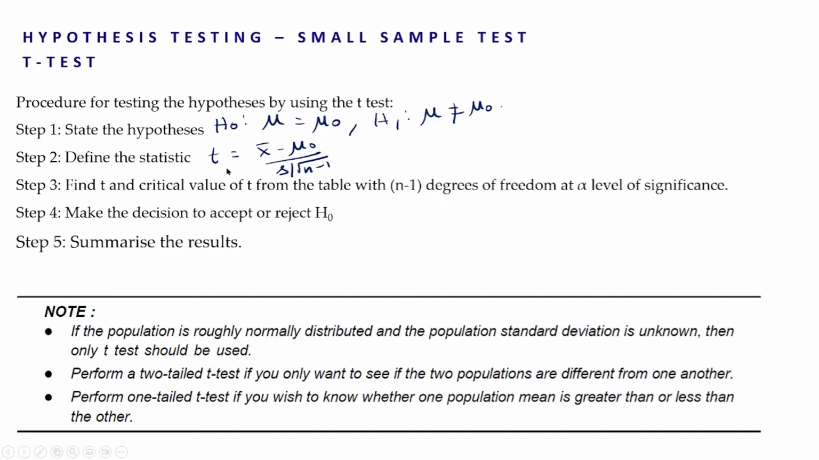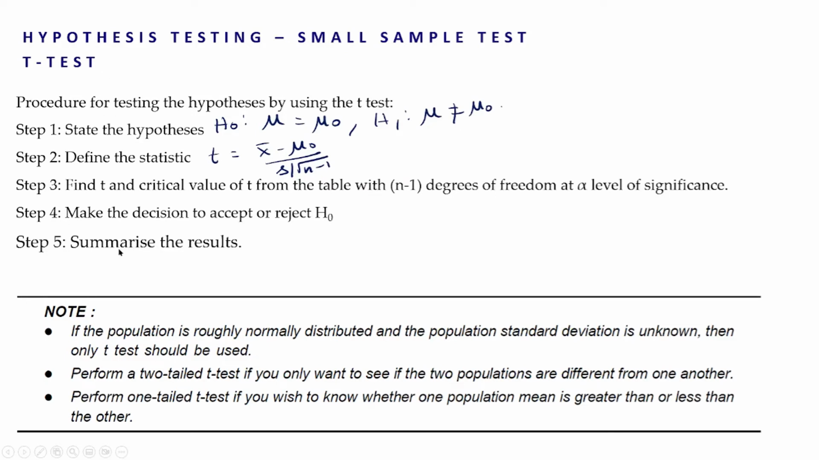The third step is find t. We have to find the value of t and we have to compare this value with the critical value of t from the table with n minus 1 degrees of freedom at alpha level of significance. So we have to use the table. We have seen in unit 4 normal distribution table. Similarly for this t distribution also we have table for various degrees of freedom and for different levels of significance. So based on the required degrees of freedom and level of significance, we can find the critical value of t from the table. So that is the third step. The fourth step is we have to make a decision to accept or reject H naught based on this critical value of t. How we go about with this step, we will understand when we see problems. And the last step is we have to summarize the result.